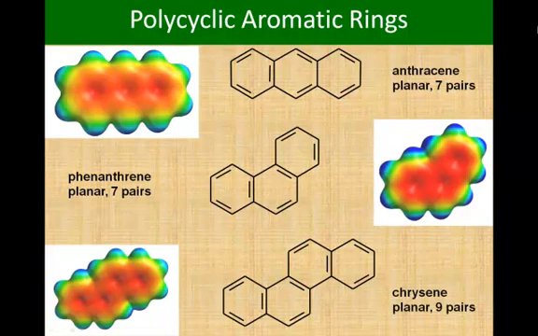Here we have 3 additional polycyclic aromatic compounds, and if we count up our pi electron pairs, we can count 7 in anthracene, 7 in phenanthrene, and 9 in chrysene. All of these compounds are also aromatic.